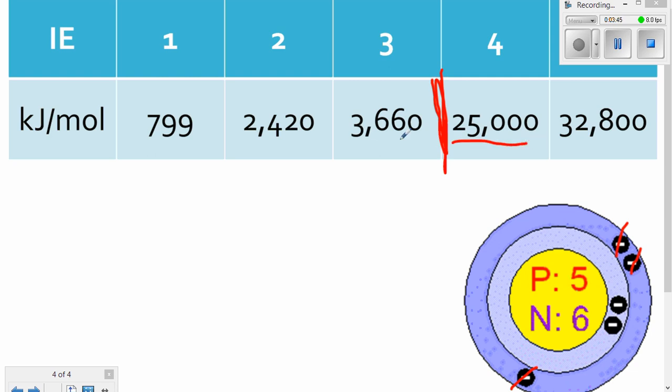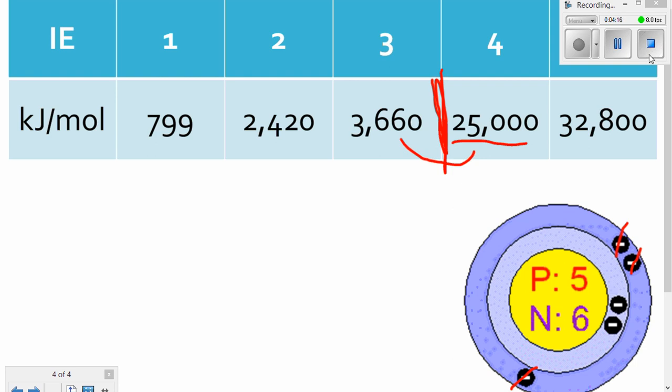Whenever you see a jump like this, such a large difference, that's when a valence shell has been emptied, and now we have a new valence shell closer to the nucleus, which has much stronger attractive forces between the nucleus and the new valence shell, so it would require much higher ionization energies to get rid of those electrons.